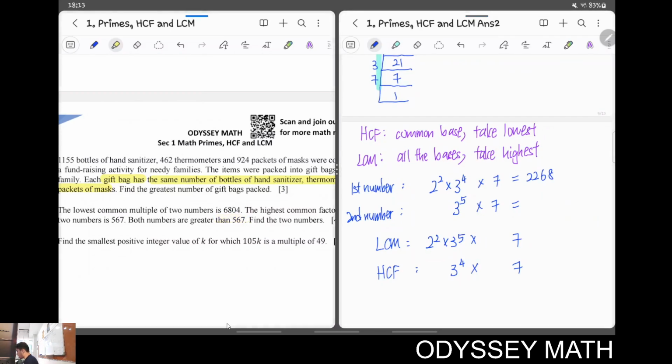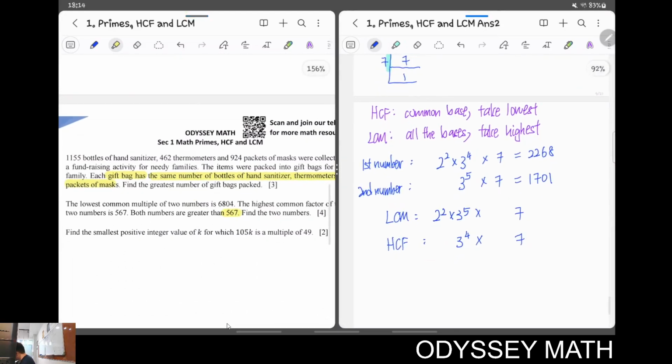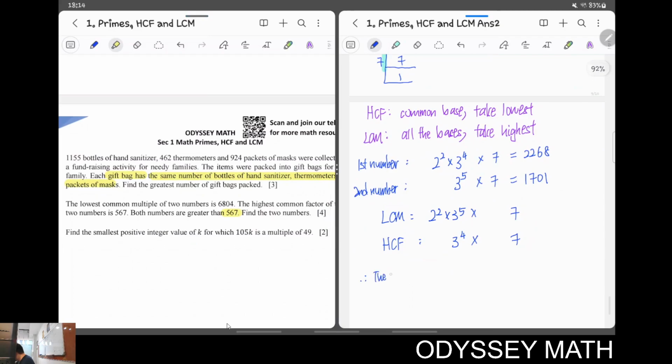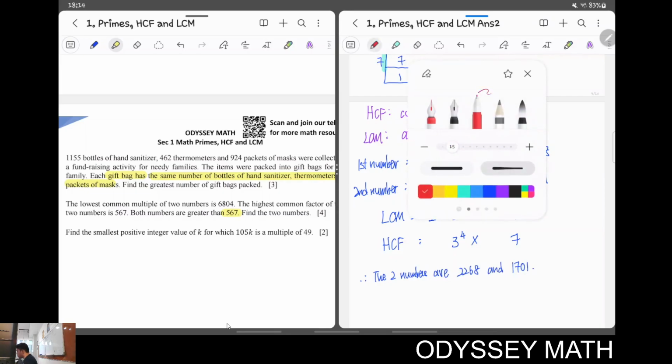Yes. And then we have 3 to the power of 5 times 7 is 1701. Is it greater than 567? Yes. So therefore, the two numbers are 2268 and 1701. Okay, so this question is hard, but actually it's easy if I do the forward direction.